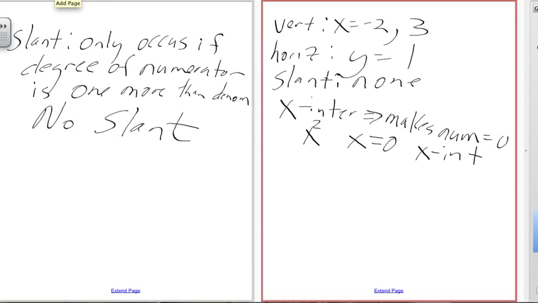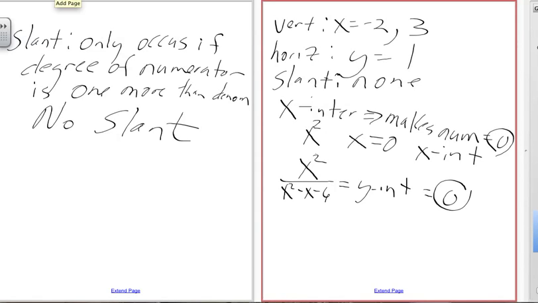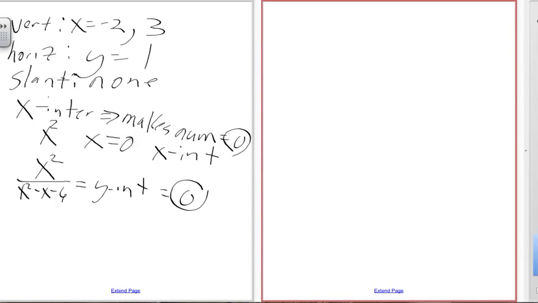My y-intercept then is, I come back and I plug into my original function, which was x squared over x squared minus x minus 6. And I plug 0 in, that means my y-intercept is 0. So in other words, this point goes through the origin. All right. So now we've got all of this information, well, we're almost ready. So what we need to do now then is start on our graph.